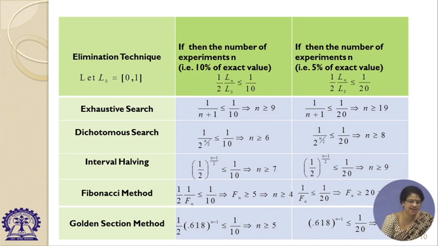Dichotomous needs 6 and 8, and interval halving 7 and 9, but you see the Fibonacci, you need only 4 experiments to get the 10% accuracy, whereas to get the 5% accuracy you need more experiments, that is 6. But look at the golden section method, 5 and 5 in both cases. That is why, as I said, the Fibonacci method is considered the best method till date to implement the region elimination technique, because it has to do fewer experiments.